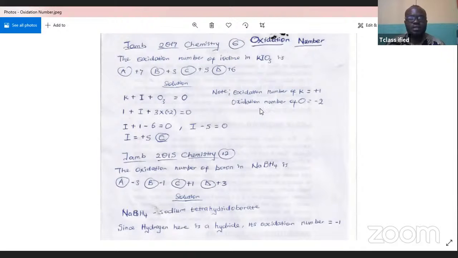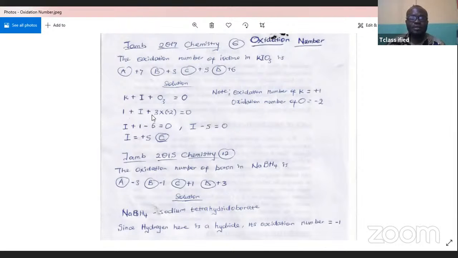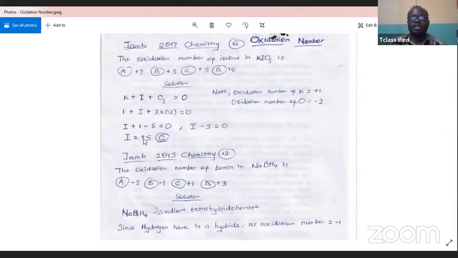Oxygen's oxidation number is -2, and there are 3 atoms here. So we have 3 times -2, which is -6. So 1 here, plus -6, will give us -5. Making the I the subject, you take the -5 over to this side and make it +5. And that's why we have +5 as the answer.